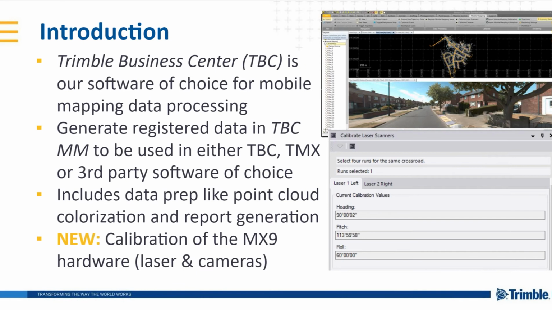But in TBC, we do have a module which we call TBC mobile mapping, or TMM, as you can see the abbreviation here. And this is for all the data processing and making the data accurate, good, clean, so it can be further used. And there's one new feature that we've integrated just lately in our 5.30 release, which is the calibration of the MX9 hardware, whether it's laser sensors, I should say, and the camera. So there's a calibration feature we introduced today as well.